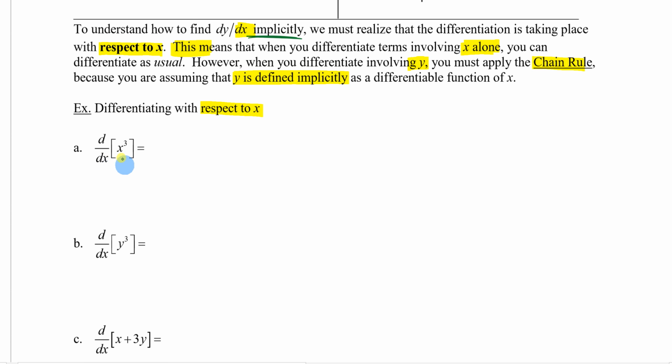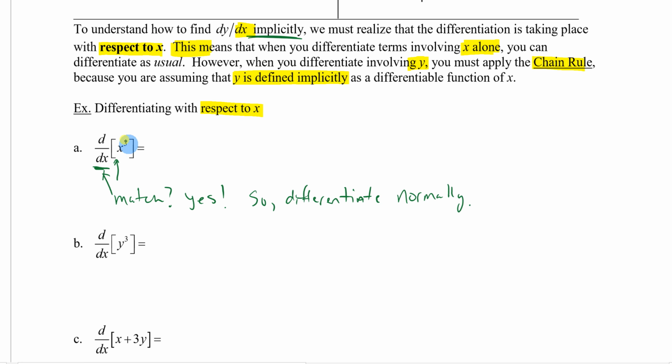How do I know that I'm differentiating with respect to x? This variable at the bottom is matching with the variable inside that I'm taking the derivative of here. So do they match? And the answer is yes. So differentiate as normal. Or I should say, differentiate normally.